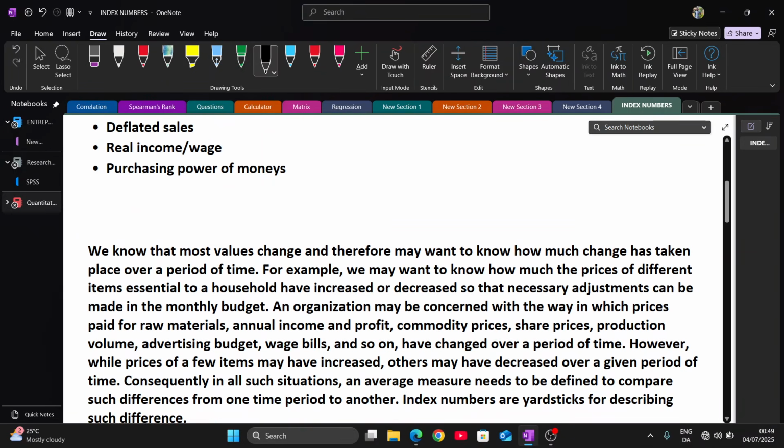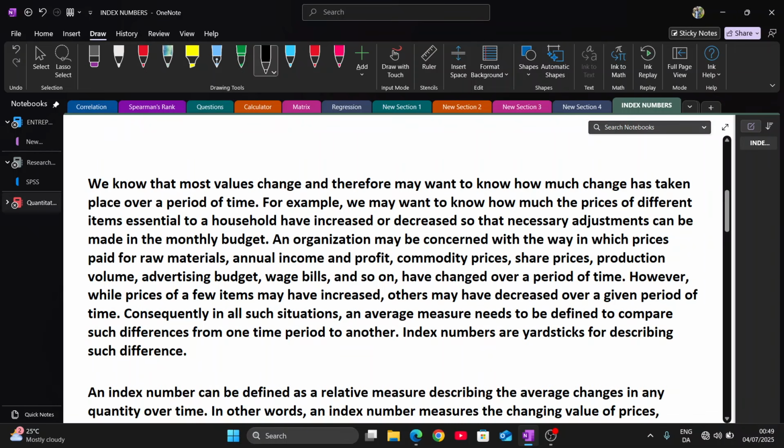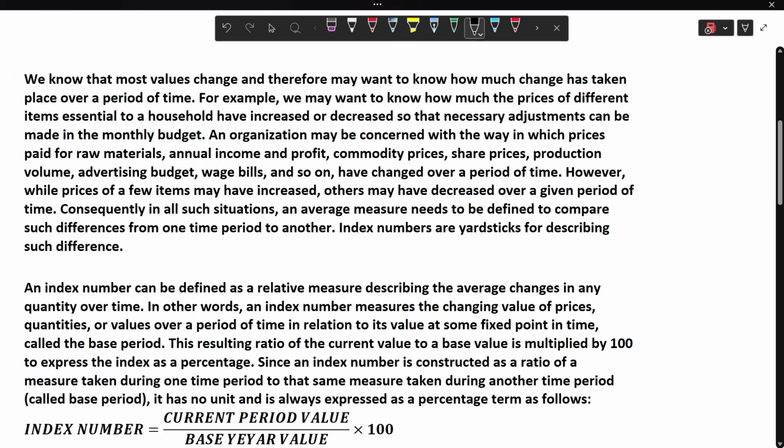So what is index numbers? We know that most values change, and therefore we may want to know how much change has taken place over a period of time. For example, we may want to know how much the price of different essential items to a household have increased or decreased so that necessary adjustment can be made in the monthly budget.